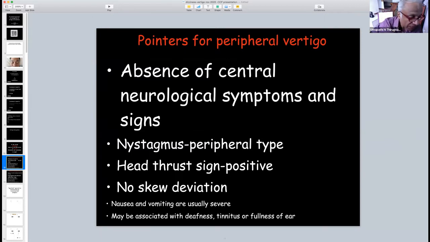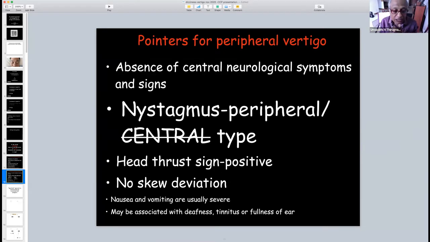So that is quite self-evident, so I'm not going to talk much about that. But what I want to add today is some of the additional features that you can look for in these patients to allow you to discern whether the pathology is in the peripheral vestibular system or in the central vestibular system. To start off, I'm going to discuss the nystagmus that you see. What is the type of nystagmus that you expect if the pathology is in the peripheral vestibular system? And what is the type of nystagmus that you would see if the pathology is in the central nervous system?